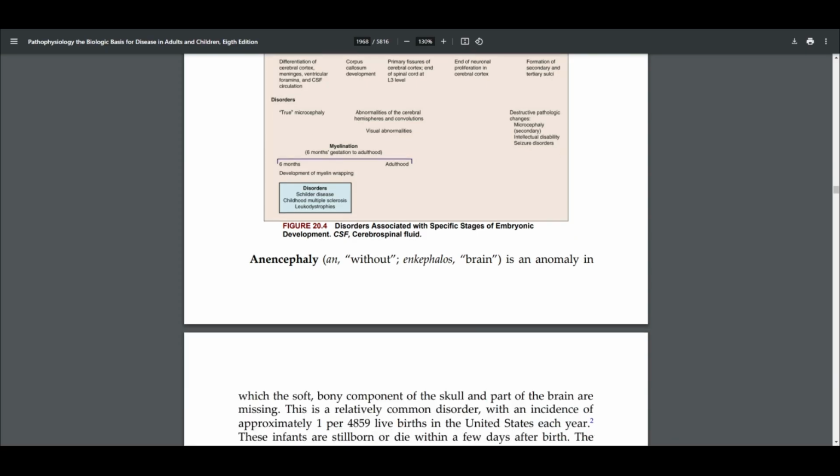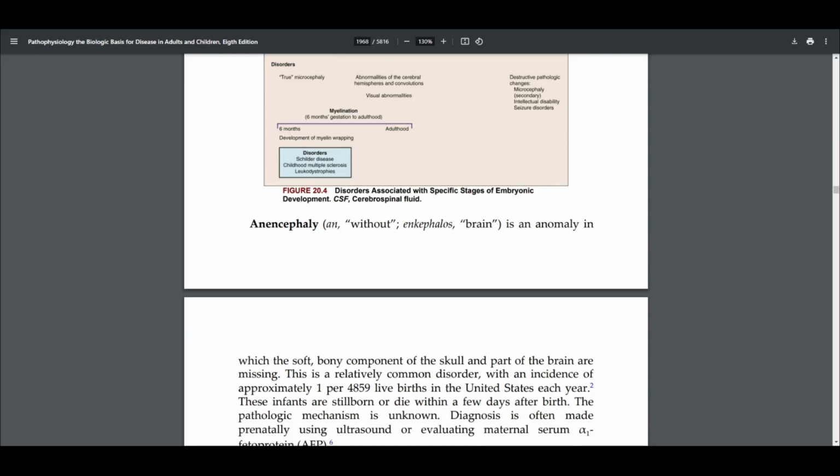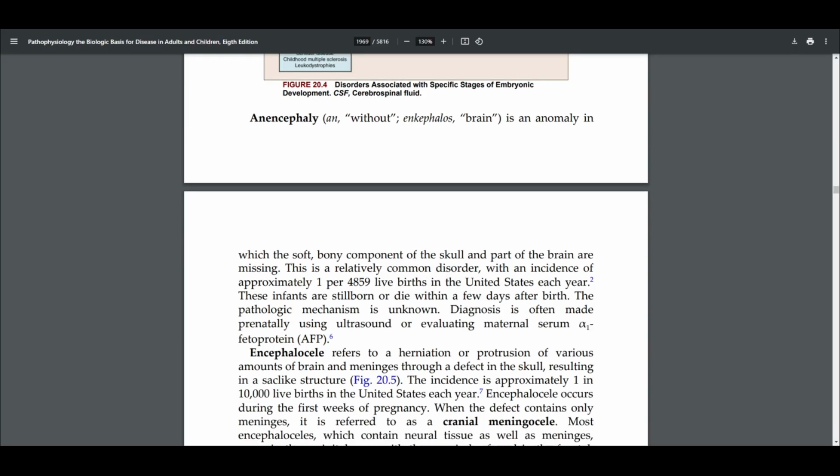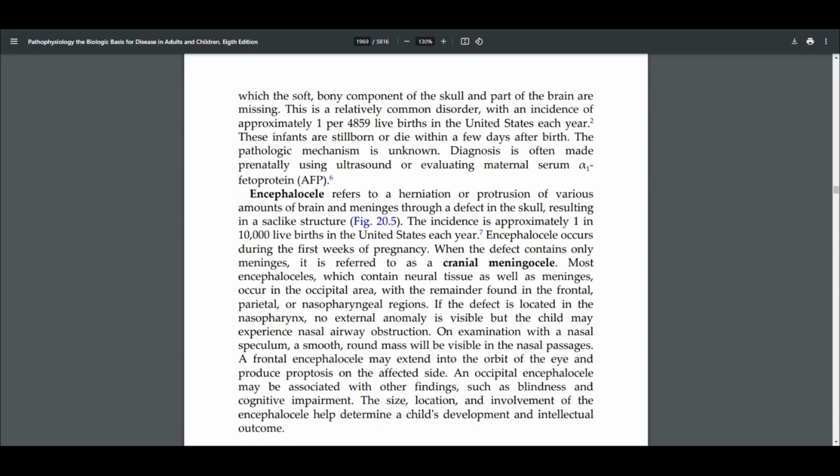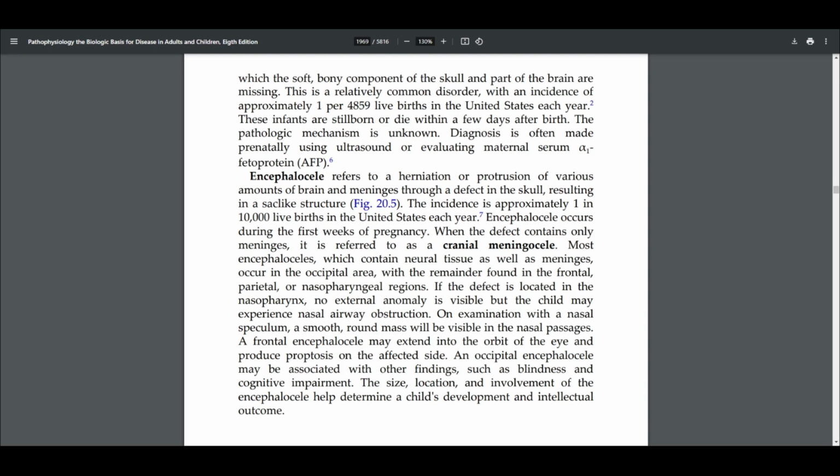Anencephaly, without brain, is an anomaly in which the soft, bony component of the skull and part of the brain are missing. This is a relatively common disorder, with an incidence of approximately 1 per 4,860 live births in the US each year. These infants are stillborn or die within a few days after birth. The pathologic mechanism is unknown. Diagnosis is often made prenatally using ultrasound or evaluating maternal serum alpha fetoproteins.